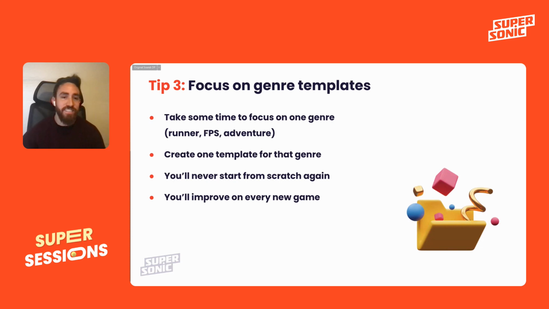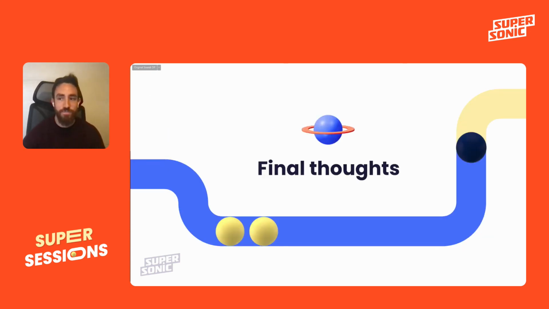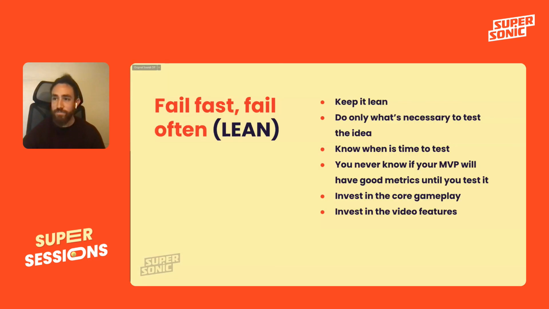Tip number 3, take some time to focus on one genre. If you feel like you're strong in a runner, take some time, make 3 runners. If you think you're strong on FPS, take some time, build a template, and focus a little bit on FPS. You'll never start from scratch, and also you will improve on your next game. Your second FPS is better than the first, and the third FPS is better than the second. That's how it goes.